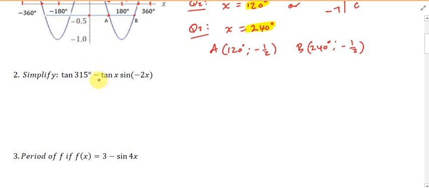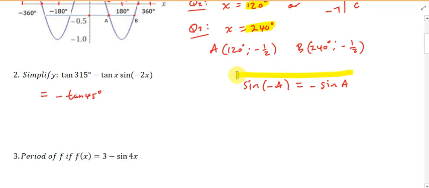Question 2: tan of 315 minus tan x times sine of negative 2x. Now tan of 315 degrees is basically in the fourth quadrant. So we can write down, in the fourth quadrant tan is negative, so negative tan 45 degrees. Now remember, sine of a negative angle is basically equal to negative sine of the angle. And tan of a negative angle is also negative tan of the angle, just that cos of a negative angle remains as cos of the positive angle, because these negative angles are usually in the fourth quadrant.